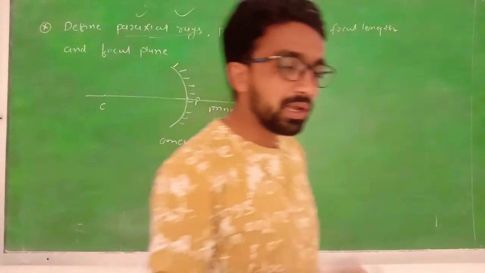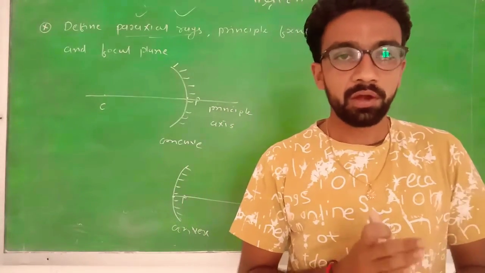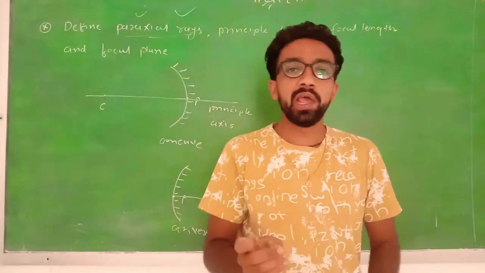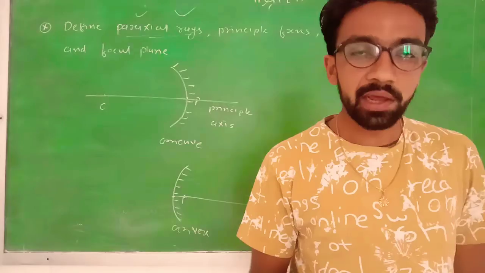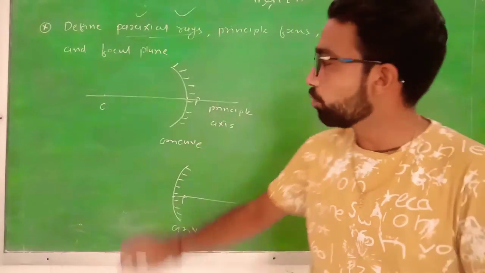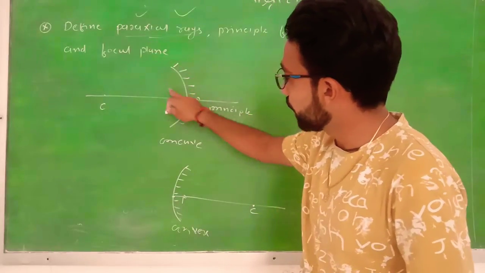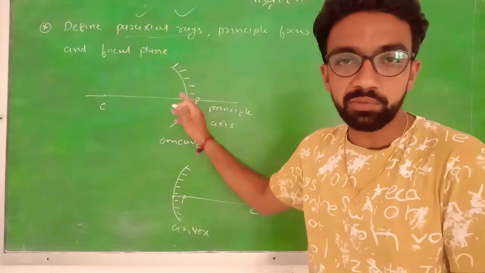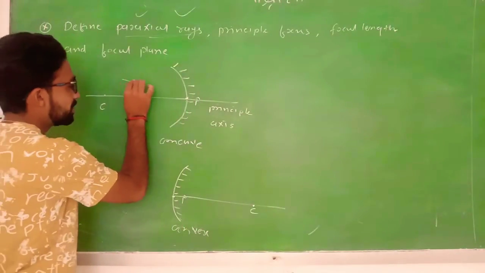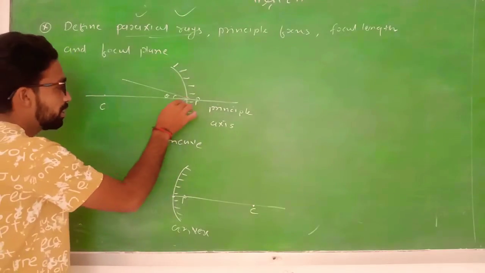The paraxial rays are rays which are not parallel to the principal axis, but which make some small angle with the principal axis. And all these rays are incident very near to the pole. You can see this one is a paraxial ray. This angle is very small, so it can be reflected.